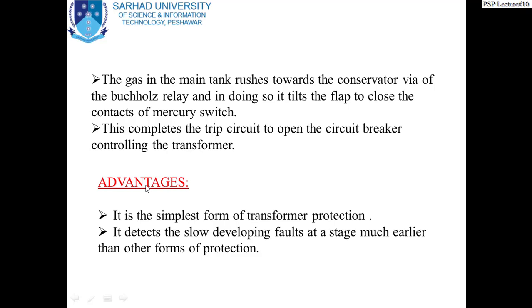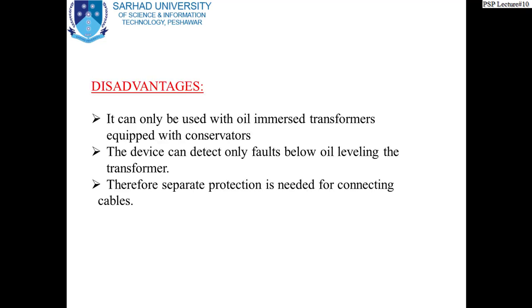Now, advantages of this type of relay: it is the simplest form of transformer protection. It detects slow developing faults at an earlier stage, much earlier than other forms of protection. If the fault in the initial state is not detected and removed, then it may convert into a serious fault later on. So this is the main purpose, that incipient faults are detected with this type of arrangement. Now, disadvantages of this: there are certain disadvantages.